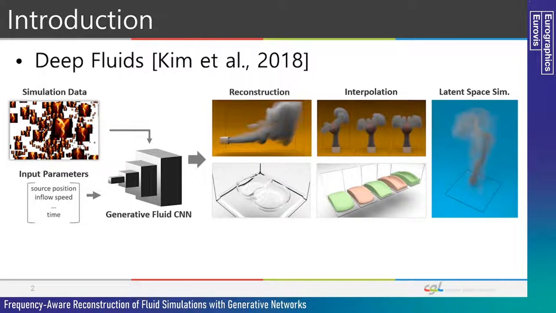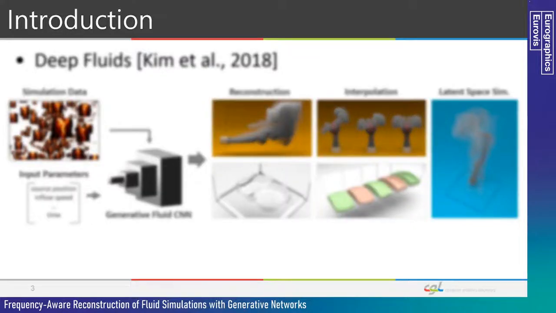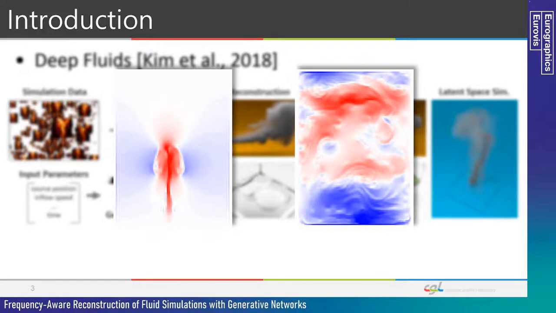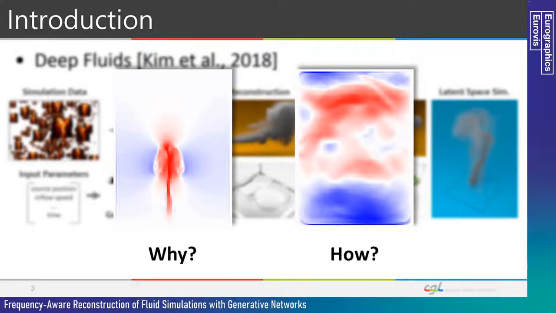This work had trouble reconstructing the high-frequency detail in the given simulation data. For example, for this smoke plume here, we lose the curvy details in the middle of the plume, or for this highly turbulent velocity field on the right, we only get a smooth version of it. In this work, we want to focus on why this happens and how we can improve those results.